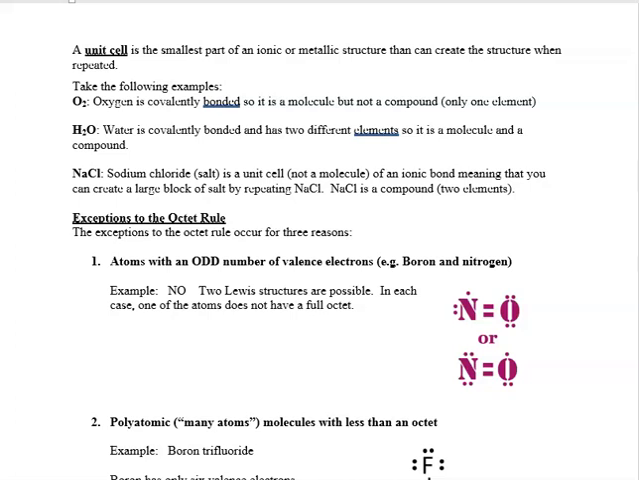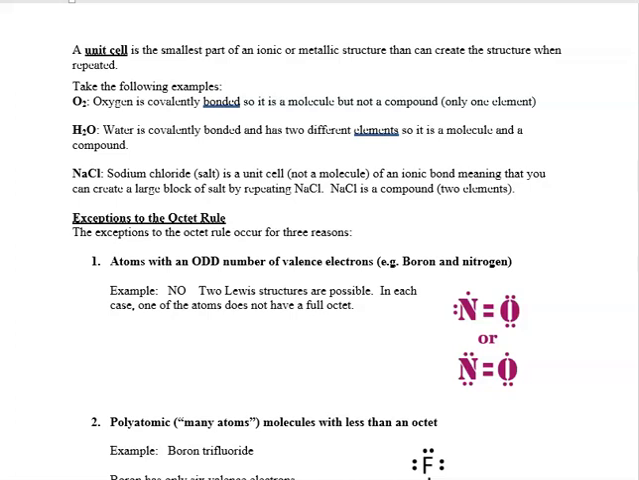So take the following examples. O2, oxygen, is covalently bonded, so it is a molecule but not a compound because there's only one element. H2O, water, is covalently bonded and it has 2 different elements, so it is a molecule and a compound. And NaCl, sodium chloride, salt, is a unit cell. It's not a molecule. Again, it's like the apartment in the apartment building of an ionic bond, meaning that you can create a large block of salt by repeating NaCl, NaCl, NaCl, NaCl, as you saw in the diagram a few pages back.